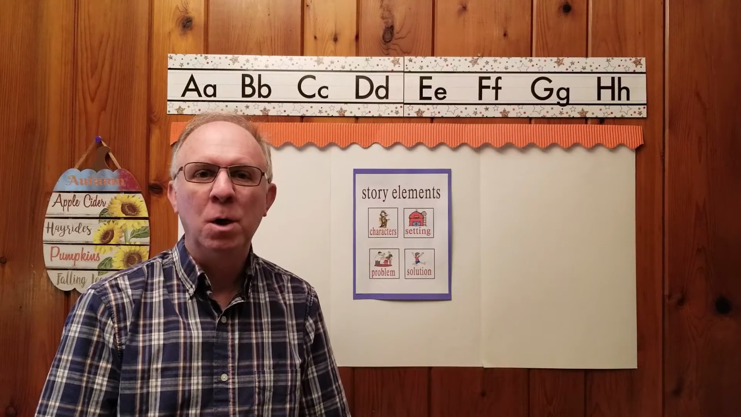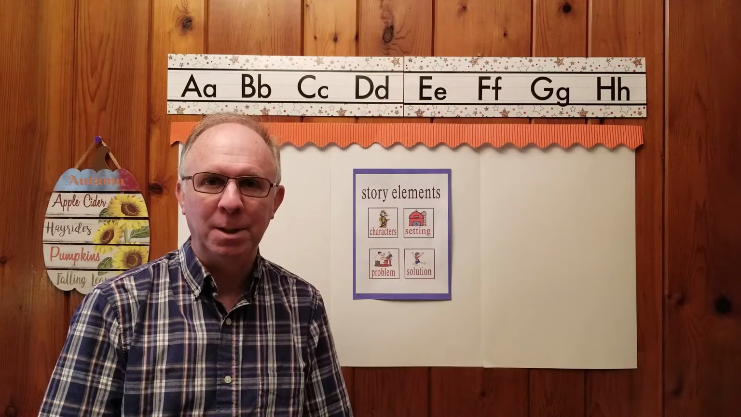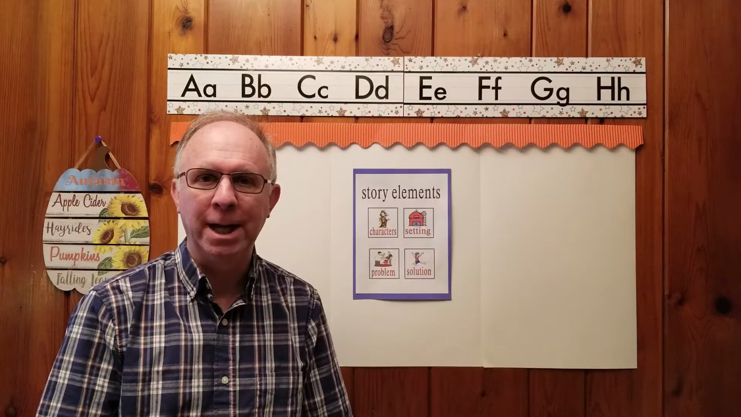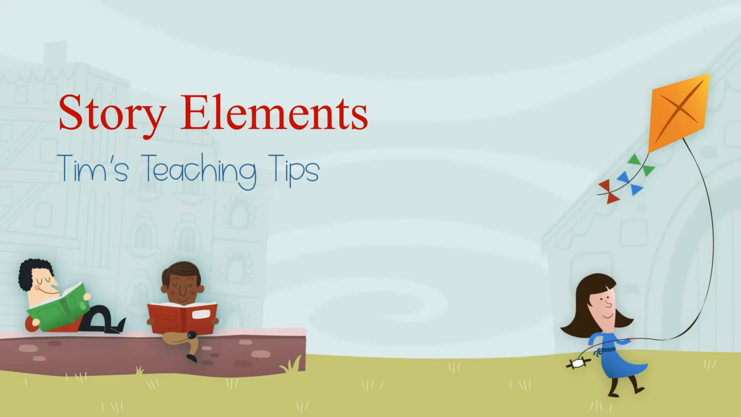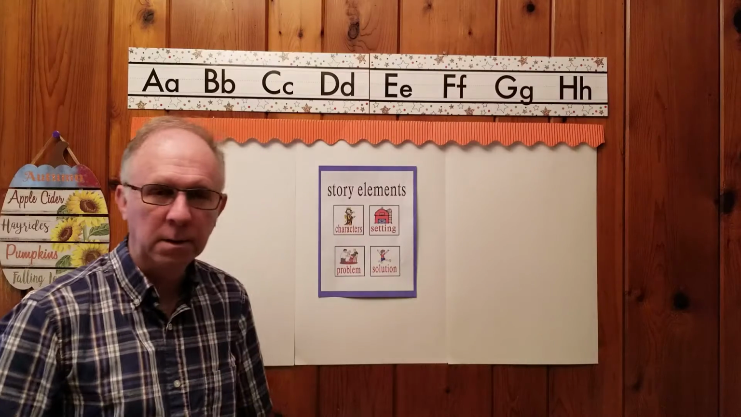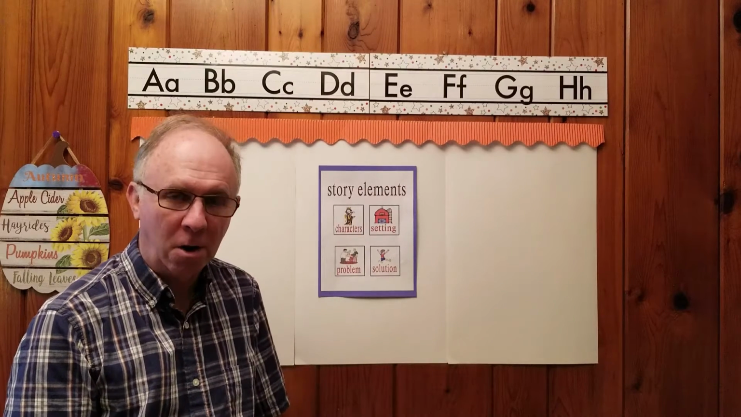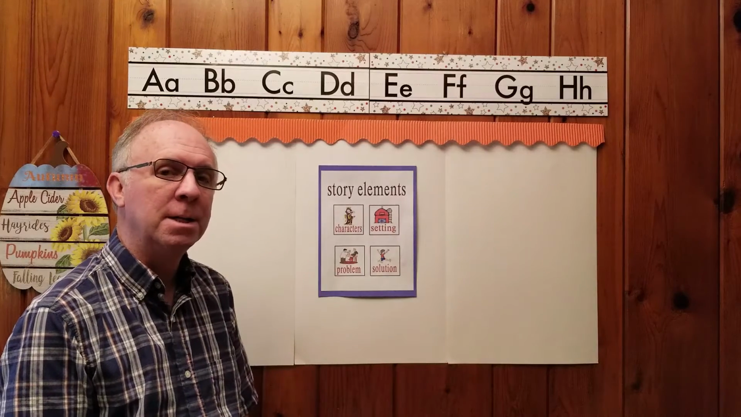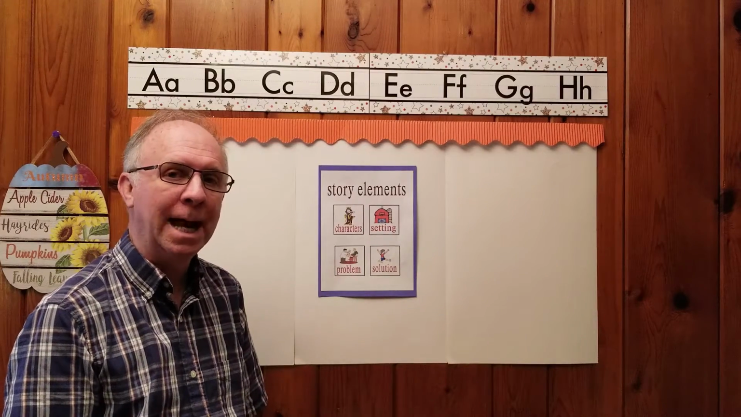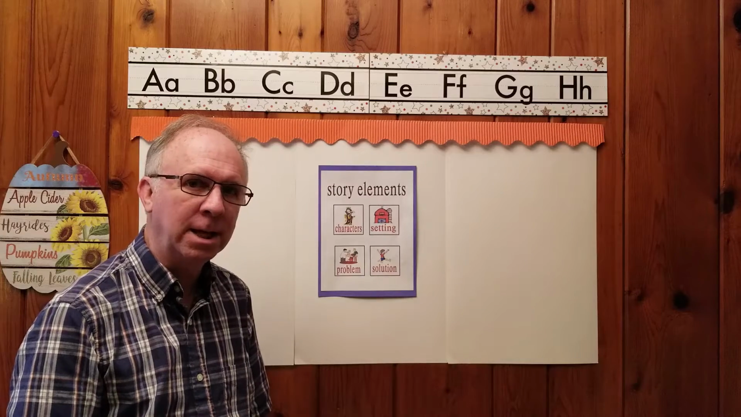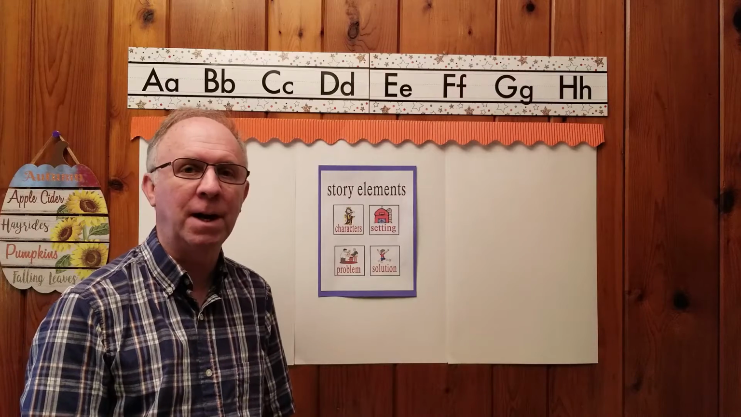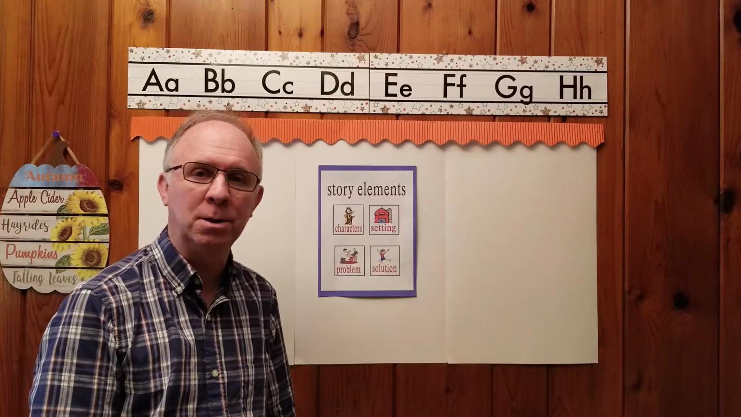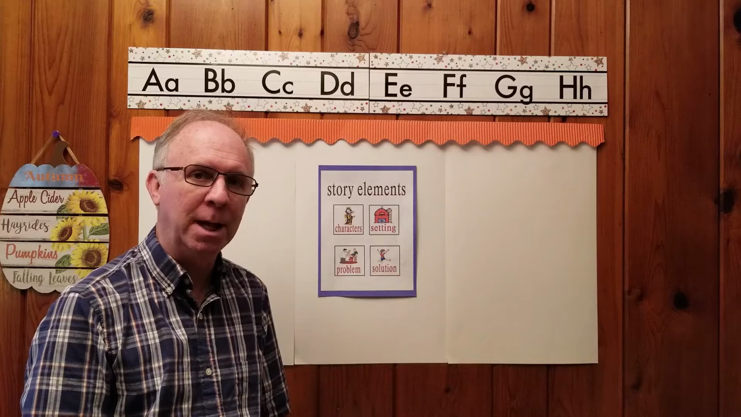In this video, we'll talk about story elements, 4 very important elements that make for a great story. Those 4 elements are characters, setting, problem, and solution. So let's take a closer look at each of these and see how you can help your child identify the character, setting, problem, and solution and write about them in their own stories.